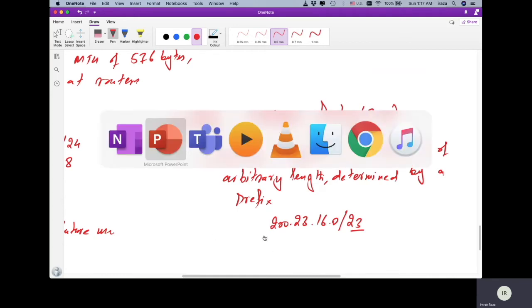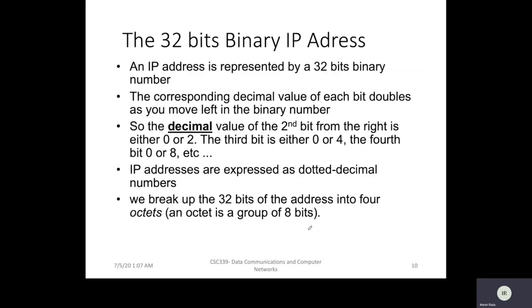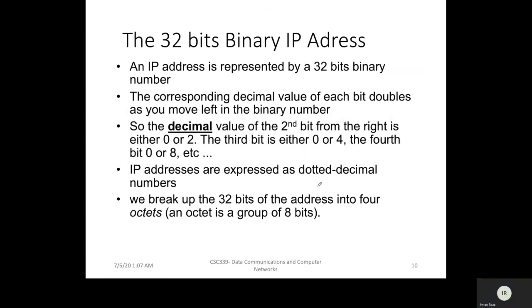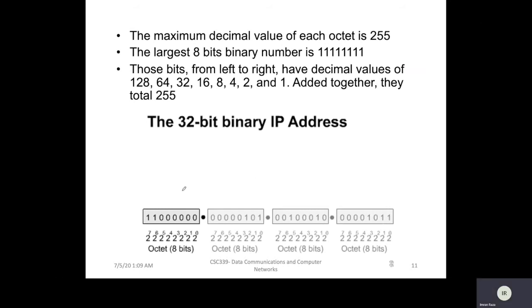So let me have this basic discussion about an IP address to make these two types of possibilities of IP addressing more easy to understand. An IP address is represented by a 32-bit binary number, and it has 4 octets. As we move towards the left in an octet, the value of the octet is doubled, right? And for our convenience, we represent it as a dotted decimal number. So let's try to understand with the help of this example here.